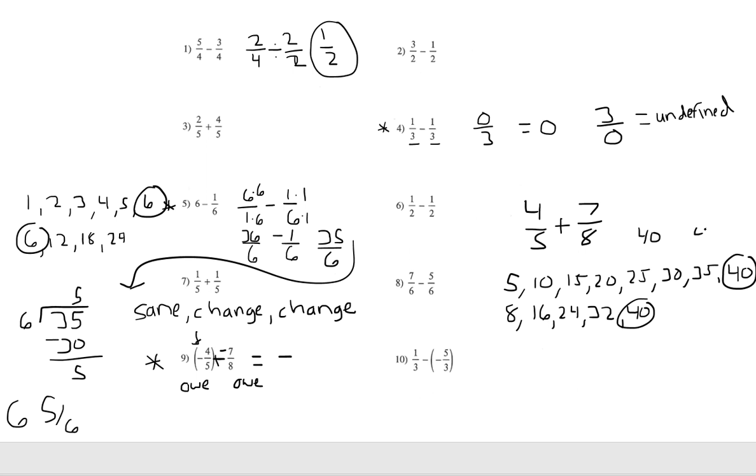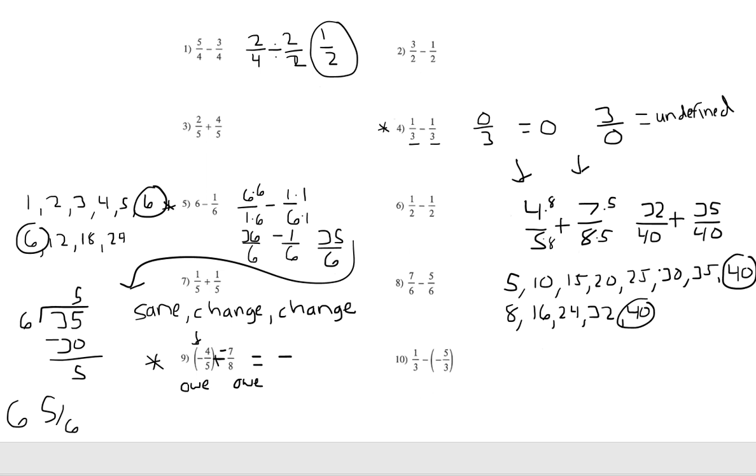So we're going to use 40, and we are going to make equivalent fractions for both of these that now have a denominator of 40. So to get from 5 to 40, we had to multiply by 8. So now we have to multiply the top by 8 as well. 4 times 8 is 32. To get from 8 to 40, we had to multiply by 5. So we have to multiply the top by 5 as well. And so that would give us 35/40.